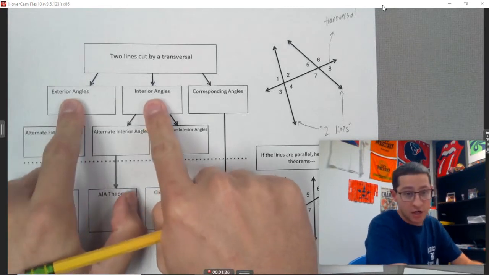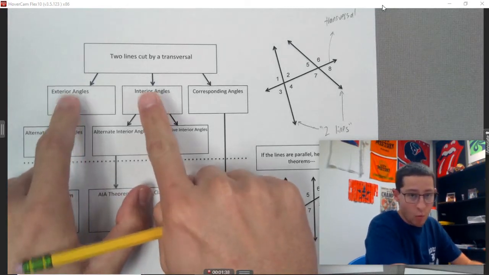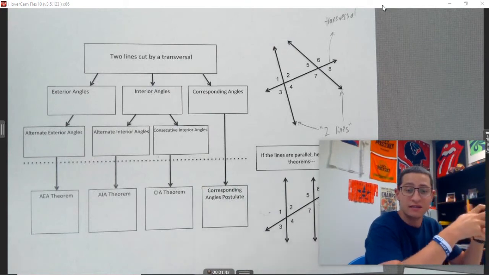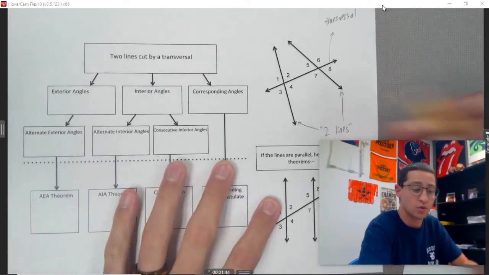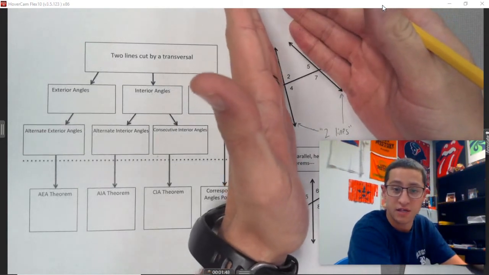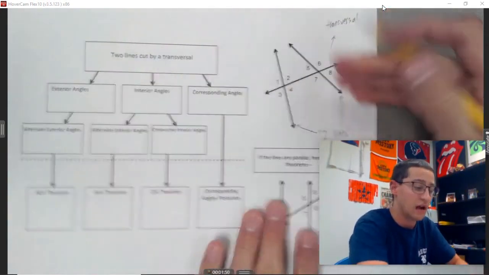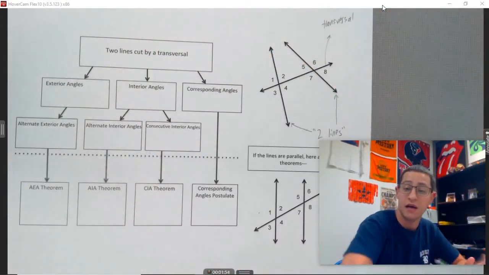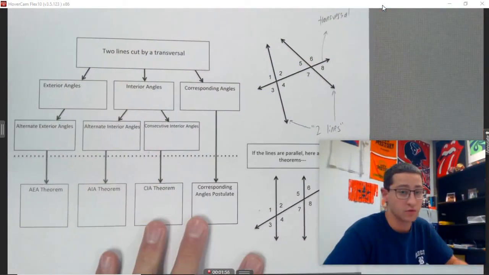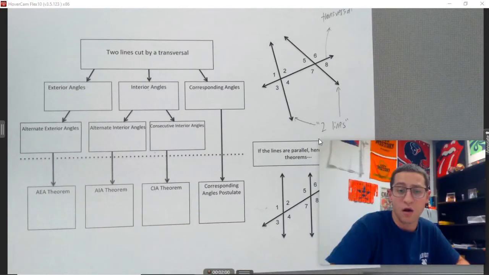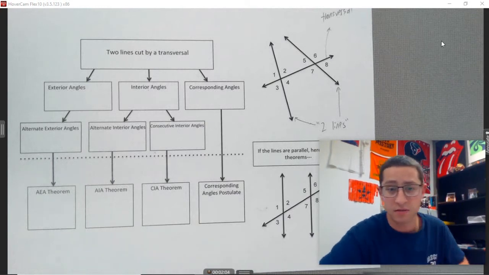You've got exterior and interior angles. Now, what determines the exterior and the interior angles is the two lines. So those two lines, here's my interior, and then everything on the outside of that, so everything out here, is my exterior. So what we're going to do is fill in this little chart, and we will fill in the boxes.